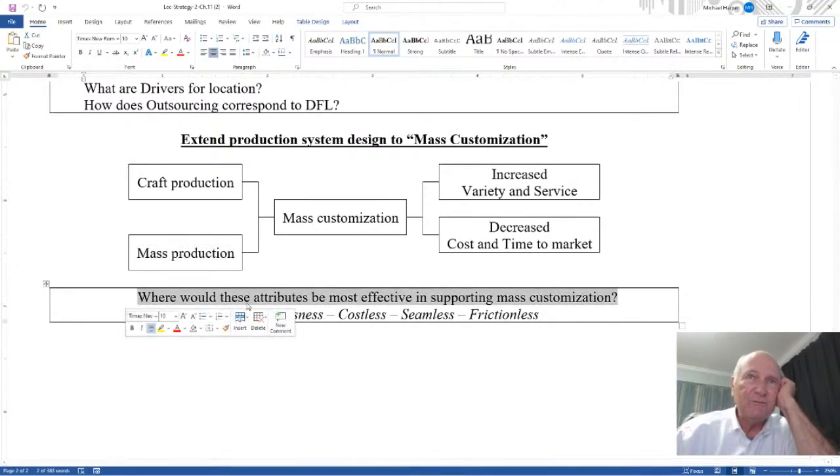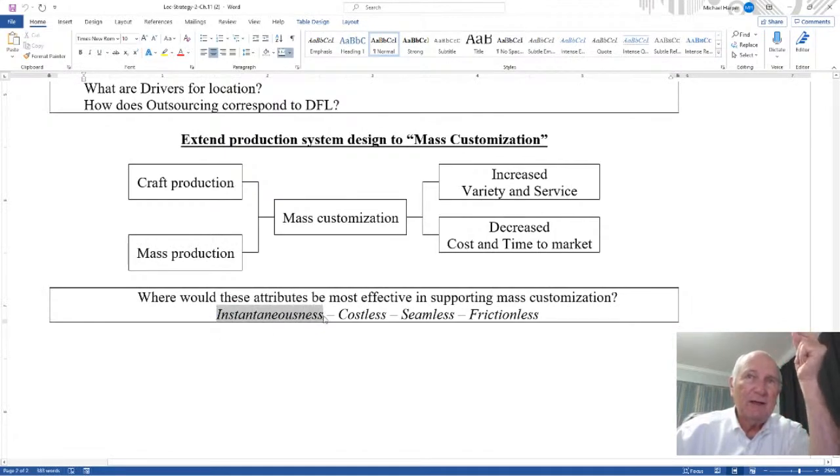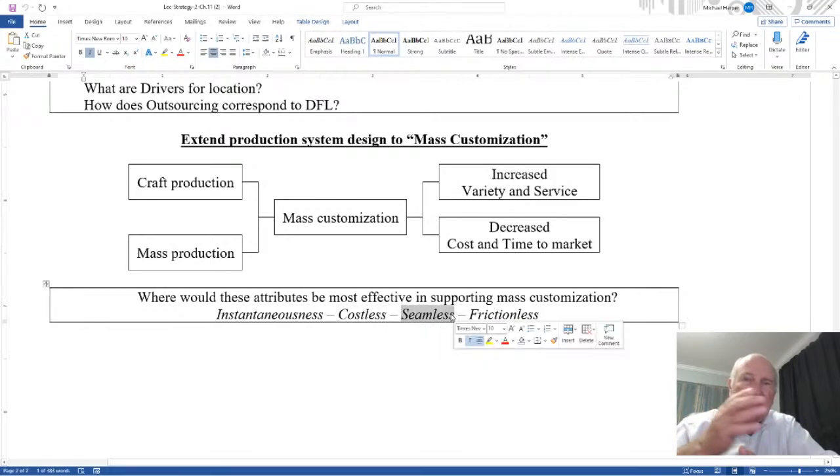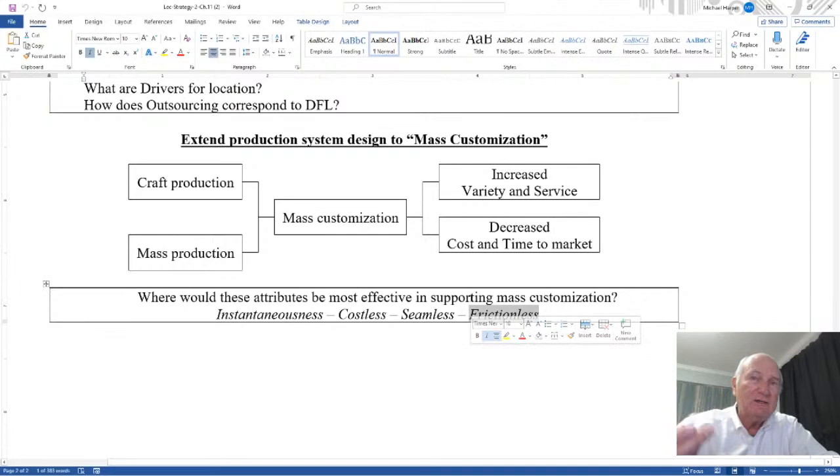Well, first of all, it's instantaneous, it's very quick, it's costless. In other words, moving from one product to the next, it doesn't cost you anything. It's seamless. It's almost moving from one product design to the next. It's seamless and also frictionless. There is no wear and tear on moving from one to the other. So there is no loss of efficiencies.